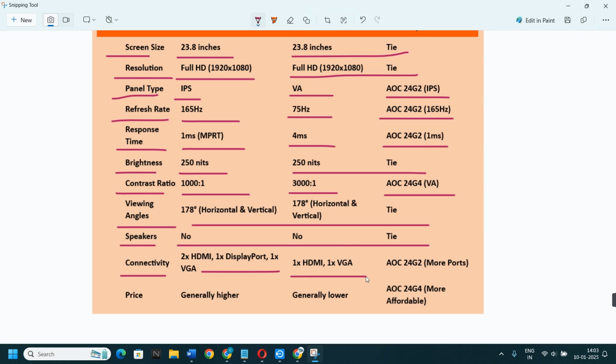The price of G2 is generally higher and the price of G4 is generally lower, so it depends upon the budget.